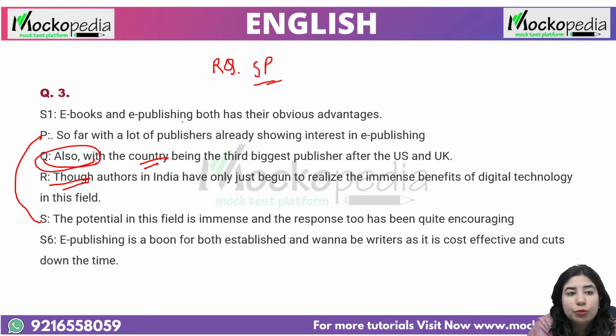So ebooks and e-publishing both have their advantages. E-publishing is a boon for established and wannabe writers as it is cost effective and cuts down the time. So far a lot of publishers are already showing interest, and sentence S6 is again talking about the benefit. So with P, S6 is going to show a better connection where the benefits are taken forward. So we can go for this particular combination. Statement 1 is fixed, statement C is fixed. We can go for RQSP.